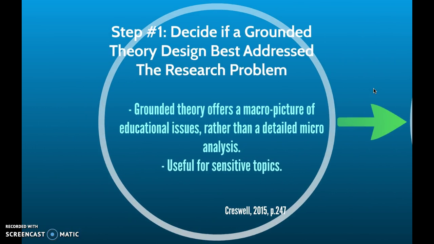The first step, decide if grounded theory design best addresses the research problem. So grounded theory offers a macro picture of educational issues rather than a detailed micro-analysis, which is very useful for sensitive topics because you're looking at the overall picture, not the little nitpicky data.